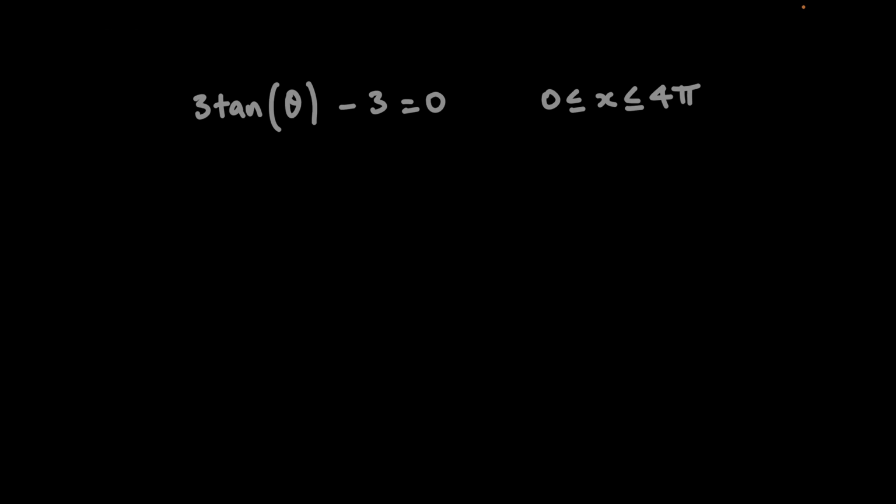Okay, our next question is this. We need to solve for when 3 tan theta take 3 is equal to 0. This time our domain's a little bit bigger. It's between 0 and 4 pi. If you want to solve a question where the domain's between 0 and 4 pi, that just means 2 revolutions. So instead of just 2 solutions, we should have 4 in this case. So let's actually solve it.